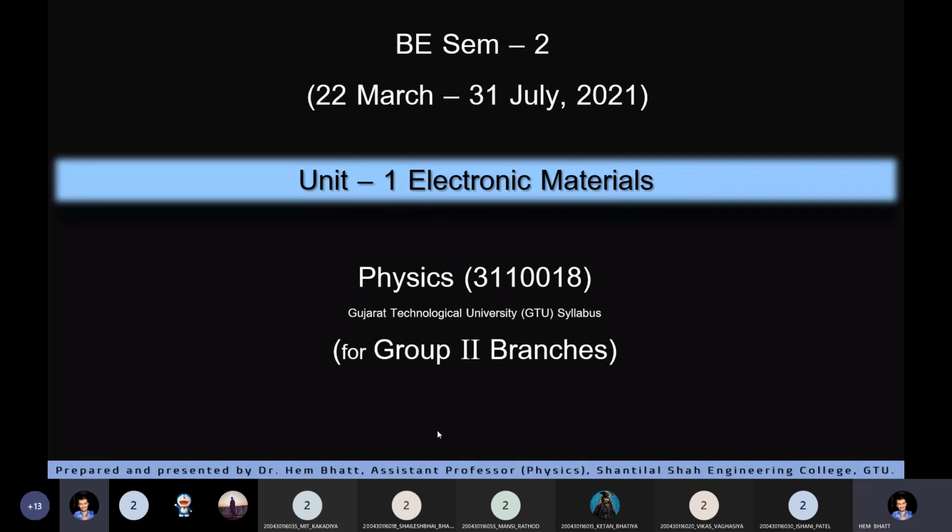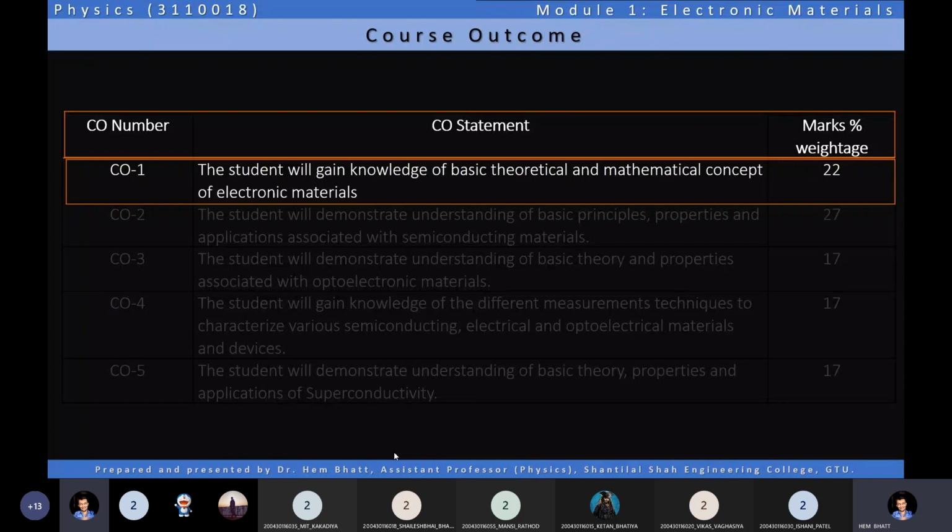We are in Physics 3110018, which is the code for the Physics of Group 2 branches. The expected course outcome of this module is that the student will gain knowledge of the basic theoretical and mathematical concepts of electronic materials. There are 4 more.